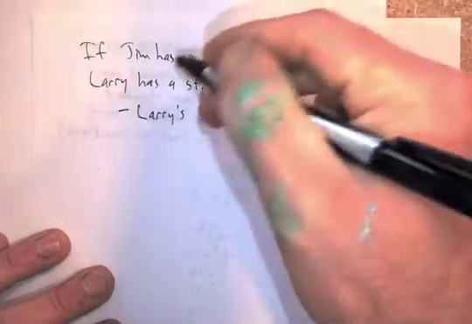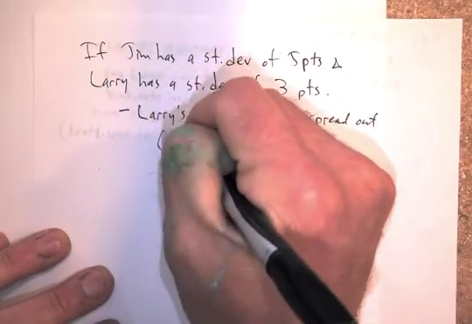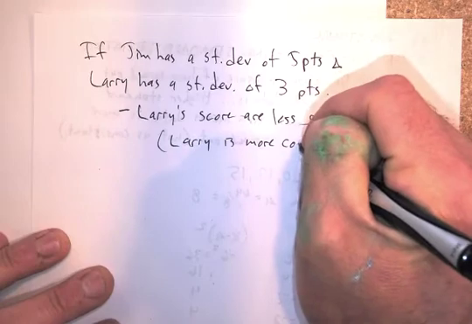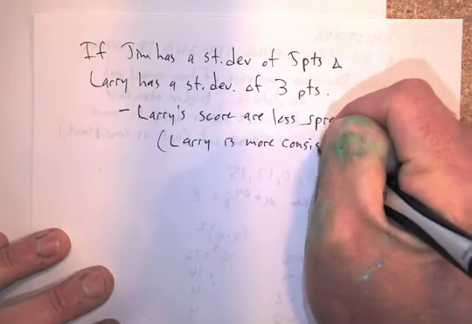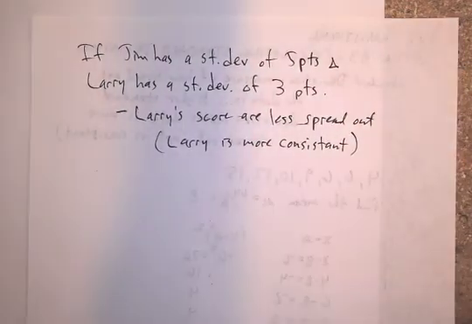Okay, or you could say Jim's scores are more spread out. Okay, you could say it this way too. Larry is more consistent. Does that mean he scores more points every game? Not necessarily, right? He's just more consistent. He might be consistently scoring 5 points a game, you know, right in that area. It doesn't necessarily mean he's great, you know. It's just how consistent he is, all right?